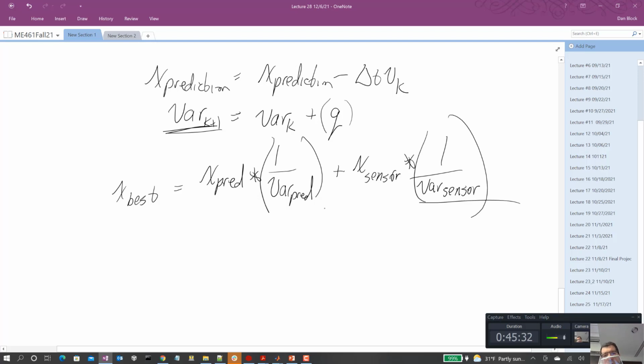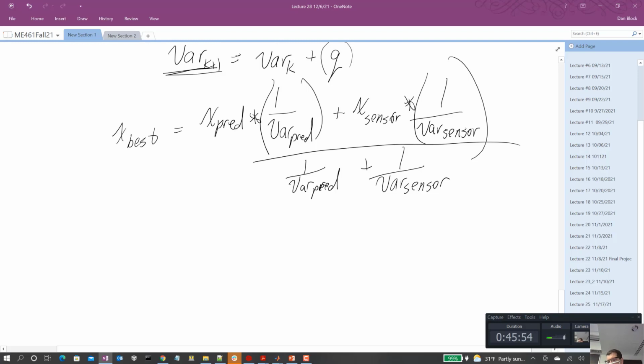Okay, and that whole thing divided by the variance of the prediction, 1 over the variance of the prediction, the trust, in other words. Remember, we summed up the trust, plus 1 over the variance of the sensor. Okay, so we've got that equation. And then, of course, we've got to be keeping track of the variance.